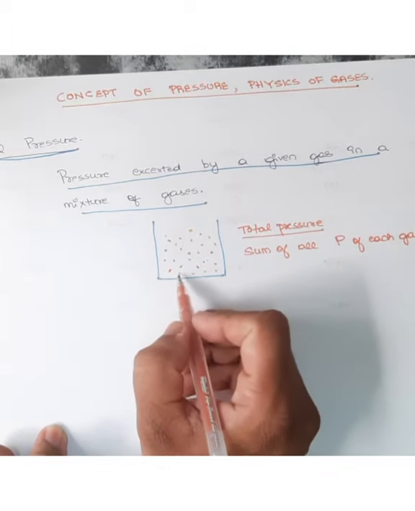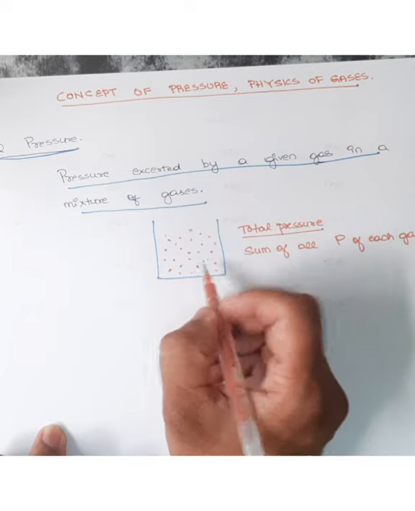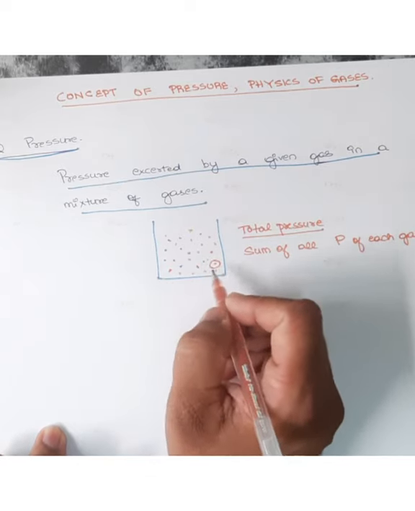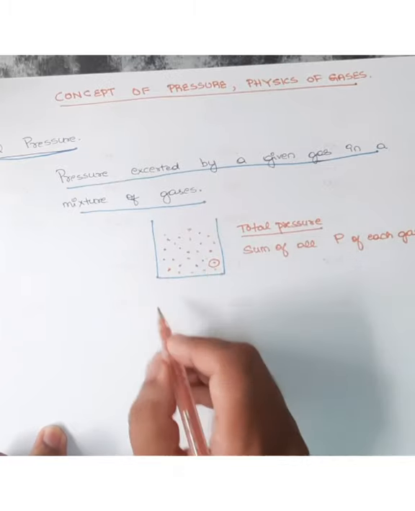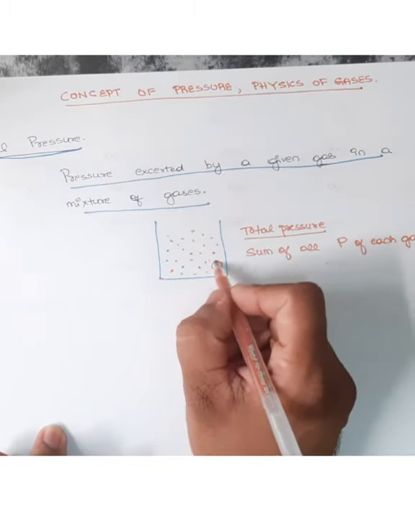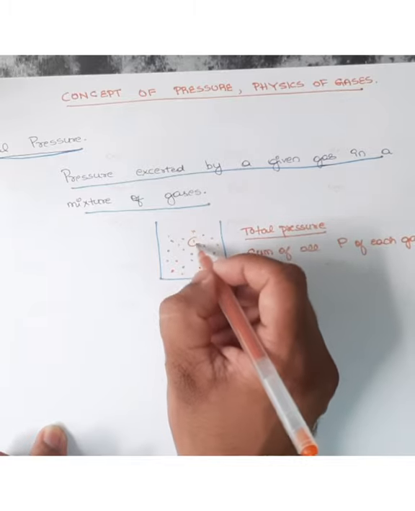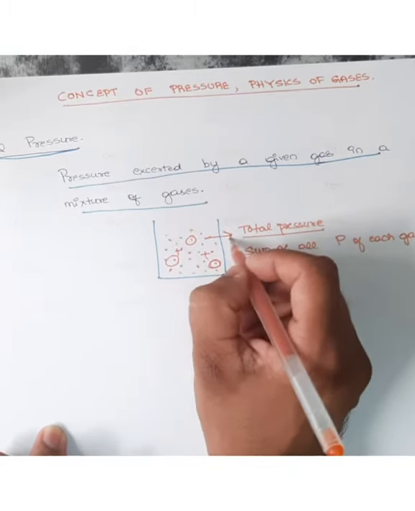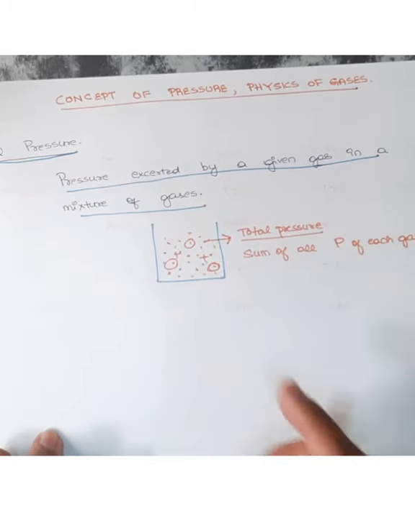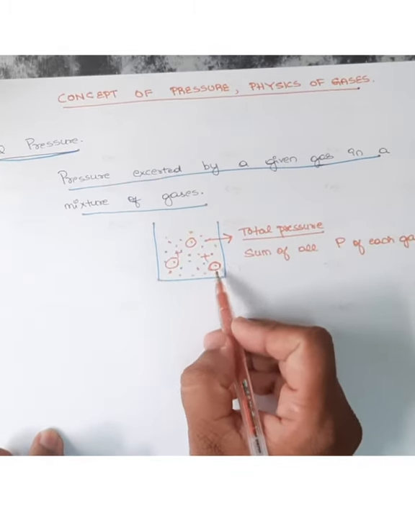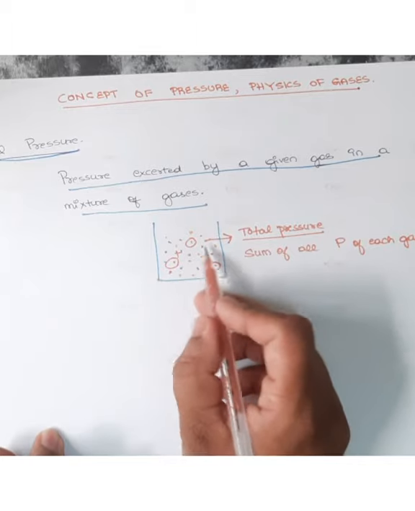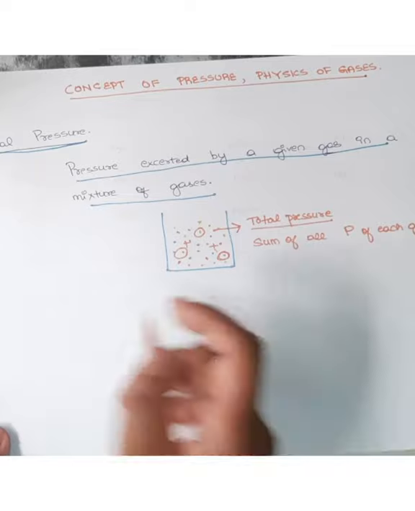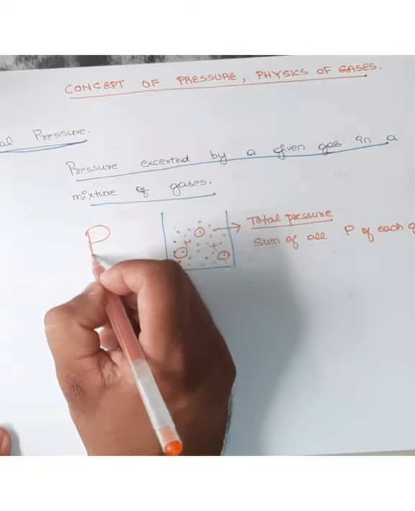So what do you mean by partial pressure? It is the pressure given by a single gas in a mixture of gases. You have the partial pressure of this, of this, of this. Put together we call it total pressure. So the pressure of the individual gas in a mixture of gases is called partial pressure, designated as P.